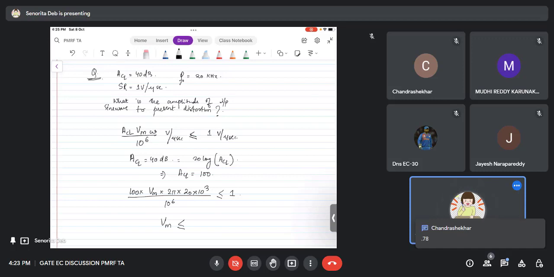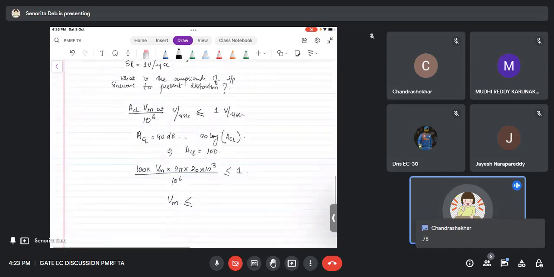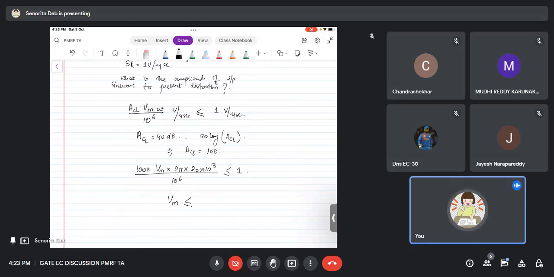Yes, so it is not 0.78. You are making some mistake. It will come as 0.0795, which is equivalent to 79.5 millivolts. Please recheck your work, Chandrasekhar.